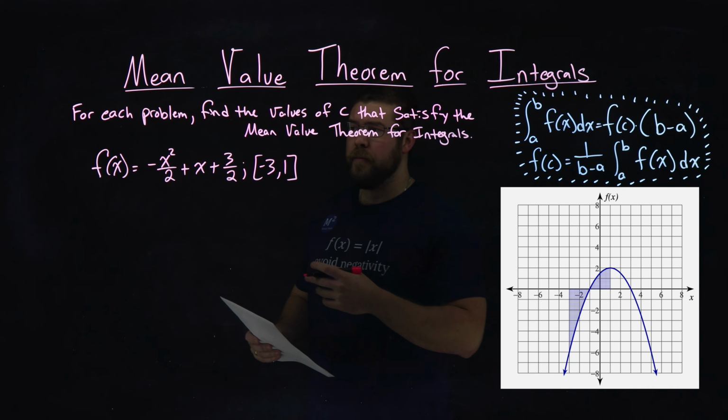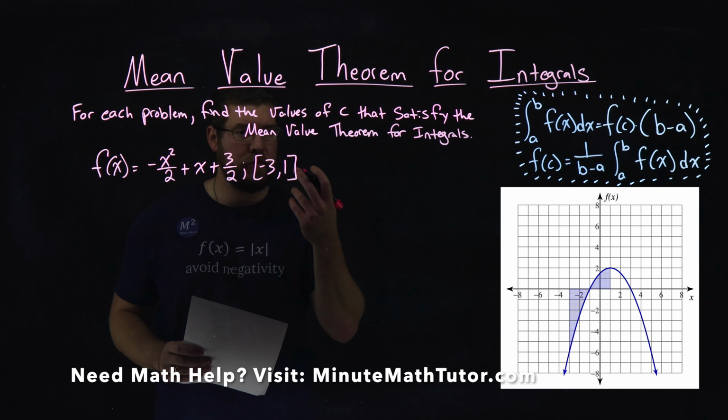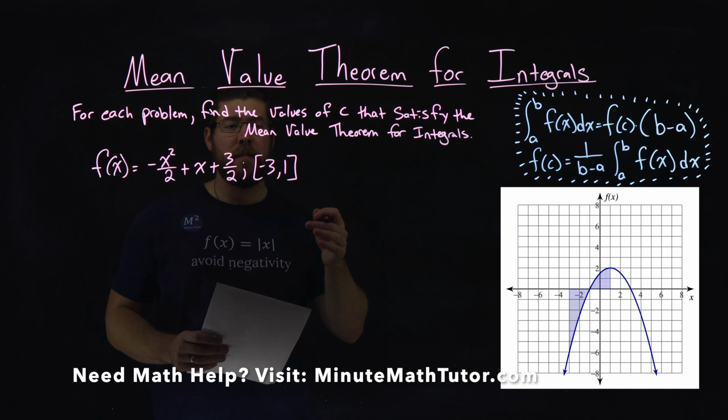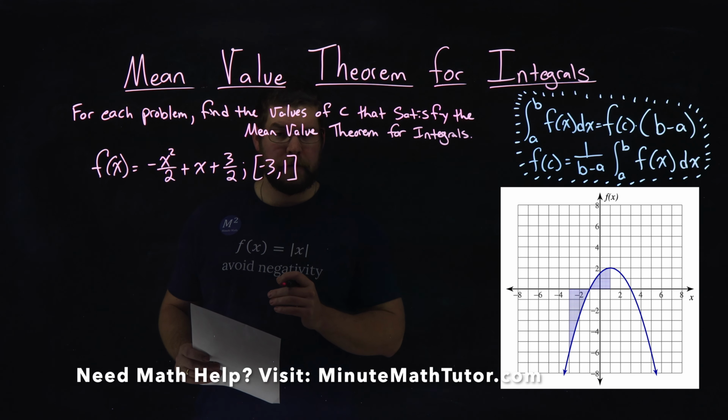We're given this problem right here. F of x equals negative x squared over 2 plus x plus 3 halves, and we have the interval from negative 3 to 1, and we want to find the value of c that satisfies the mean value theorem for integrals here.